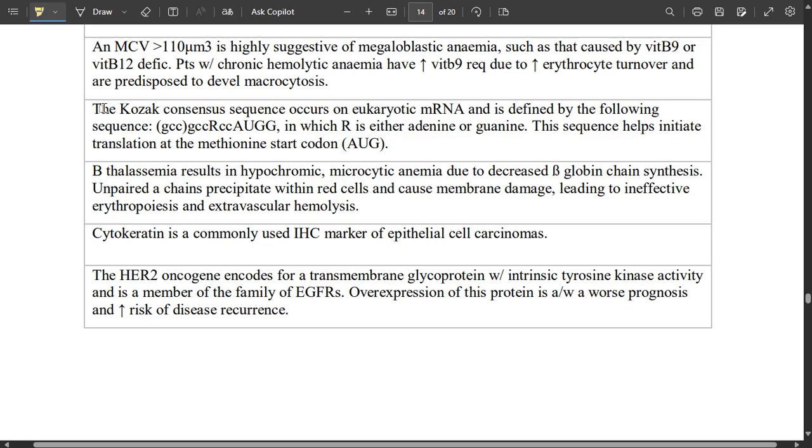So this is called the Kozak consensus sequence, in which R is either adenine or guanine. This sequence helps initiate translation at the methionine start codon. So this sequence is necessary.